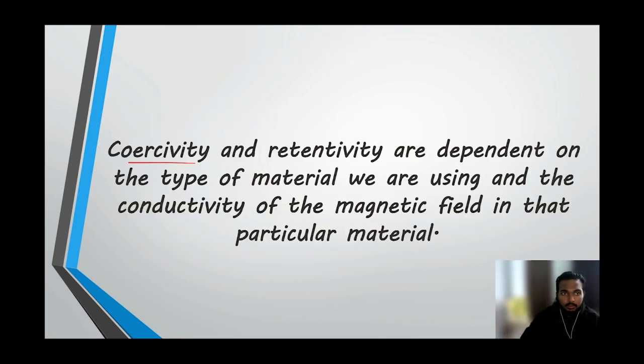Coercivity and retentivity, as Sean covered earlier, are dependent on the type of material we are using. Preferably, this is supposed to be a ferromagnetic material, and on the conductivity of the magnetic field in that particular material. Again, this is supposed to be ferromagnetic.